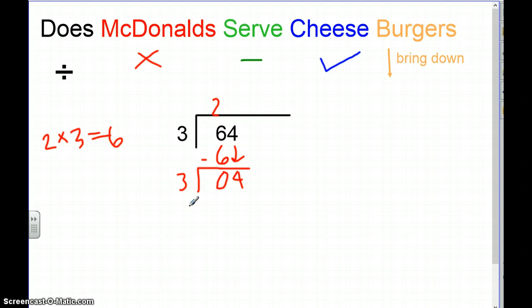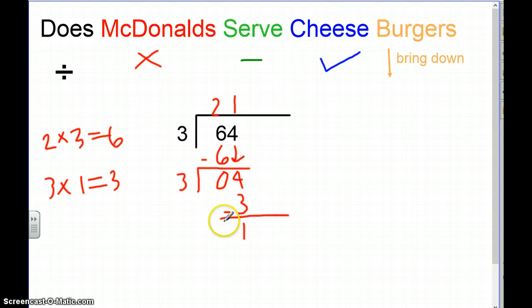So now we can ask ourselves, what's 4 divided by 3? Well, hopefully we all know that 3 times 1 is 3, and 3 times 2 is 6. So it can't go in 2 times. It can only go into 4 once. So we put that 1 up here in the quotient. Okay, so we've divided. What do we do next? We multiply. 1 times 3 is 3. And we write it down right here. Okay, next step, subtract. 4 minus 3 is 1.